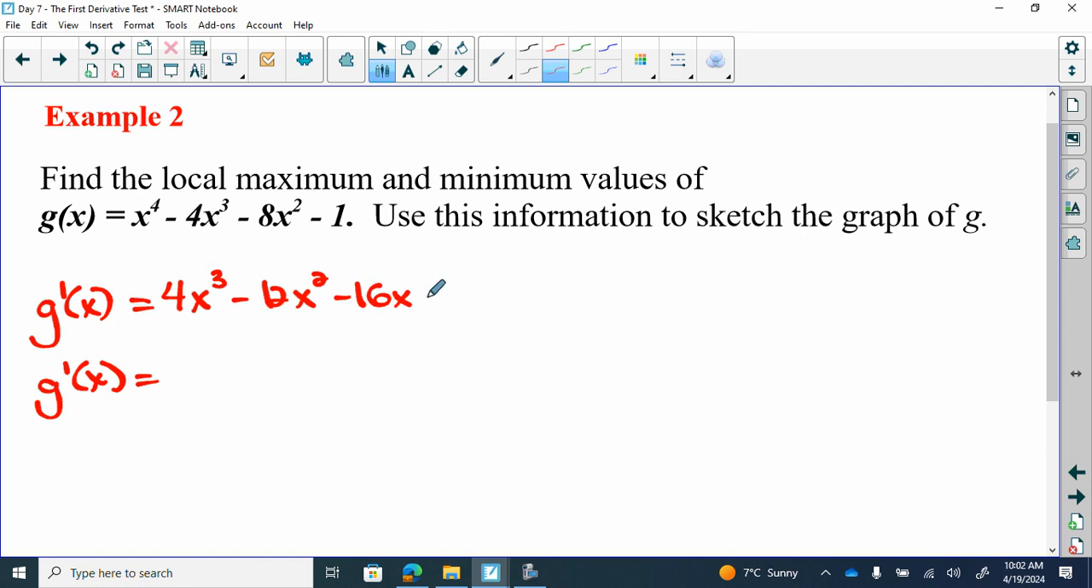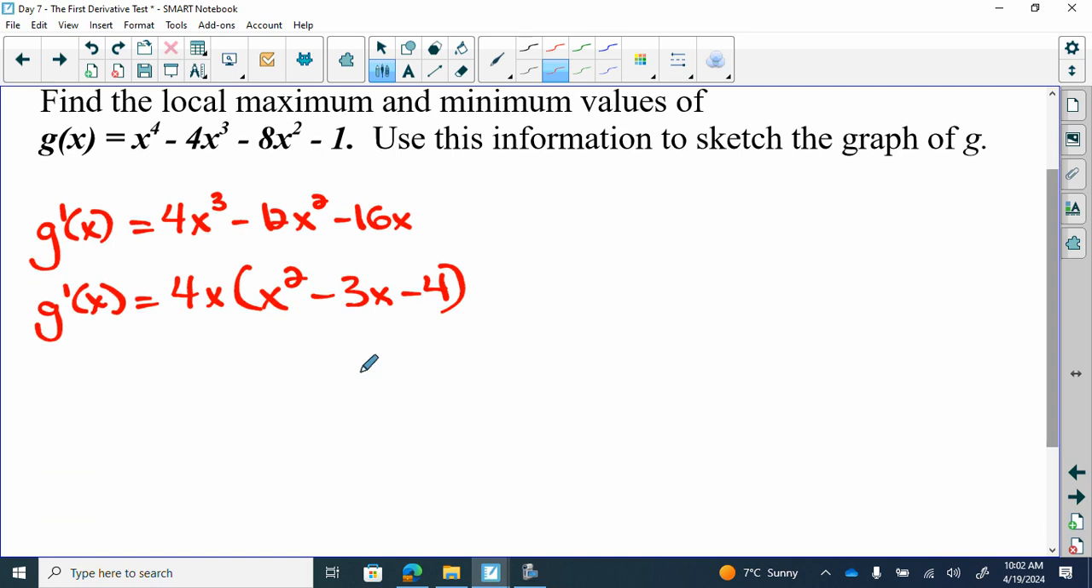Next thing I'm going to do, I'm going to factor out a 4x. Good. 4x cubed divided by 4x leaves an x squared. Negative 12x squared divided by 4x, minus 3x. And negative 16x divided by positive 4x. Wicked. I can factor further. So I took out a common factor of 4x. The trinomial here, I need two numbers that add to give negative 3 and multiply to give negative 4. x minus 4, x plus 1.